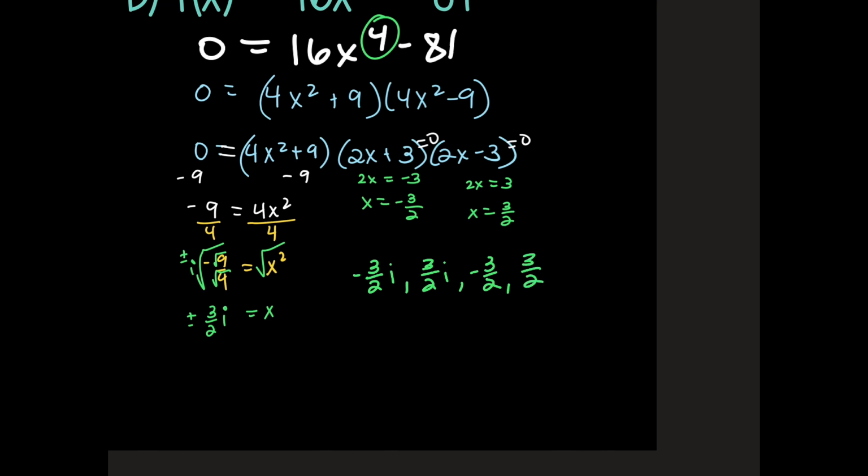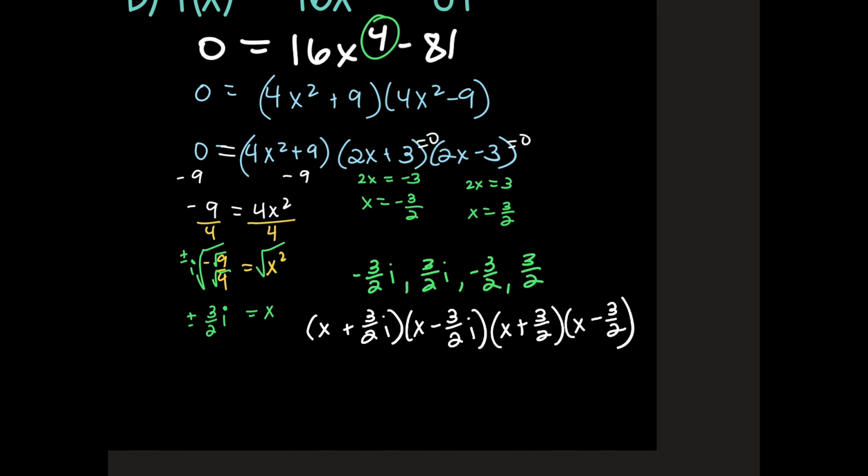Now the linear factors would be x, change the sign, so plus 3 over 2i, x, change the sign, so minus 3 over 2i, x plus 3 over 2, and x minus 3 over 2. Because they all have a denominator of 2, I've got to get rid of them. I'm going to multiply each of the x's by 2. So 2x plus 3i, 2x minus 3i, 2x plus 3, and 2x minus 3.